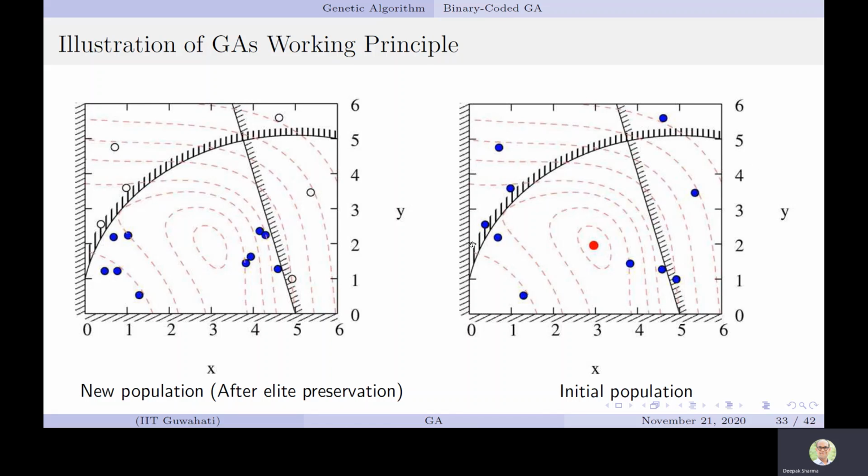Now at the end, what you can see in the figure on the right hand side is the initial population. And after one generation, you can see these blue dots are moving towards the red dot, which is the optimum solution. Since these solutions are moving towards the red dot, we can expect that after a few generations these blue dots will converge to the optimum solution. And that is why GA will get the optimum solution for the given problem.